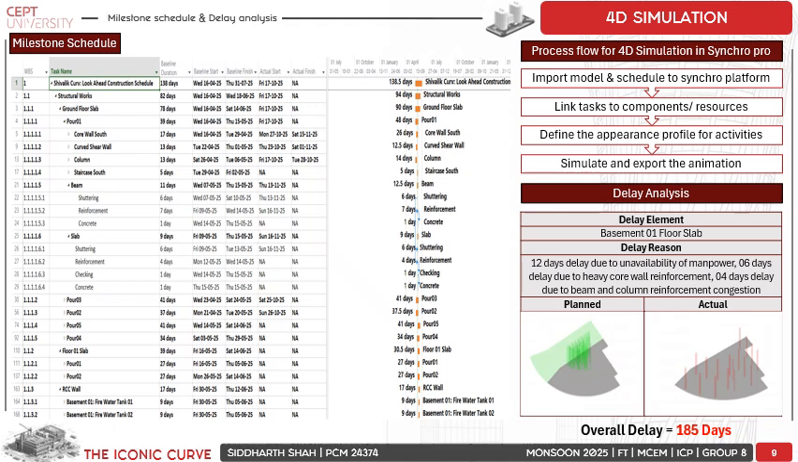Because of heavy reinforcement and congestion at junctions, this is one of the main reasons for the delay. It is also mentioned here. Because of the heavy core wall reinforcement, there were 6 days of delay, and 4 days of delay due to beam and column reinforcement congestion.